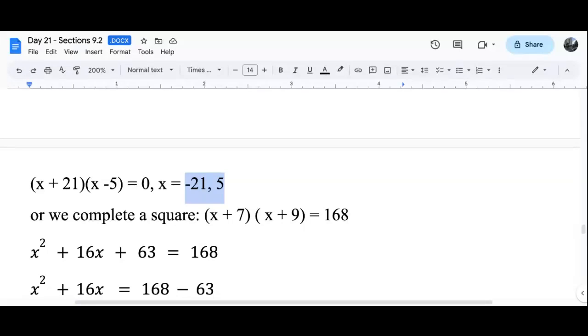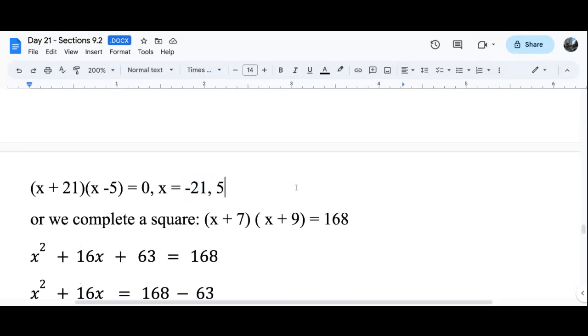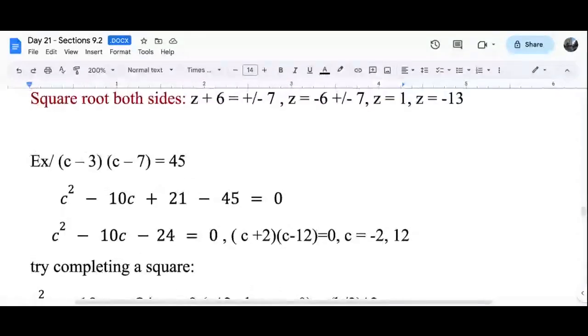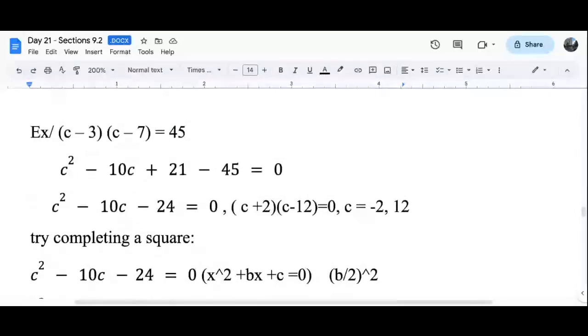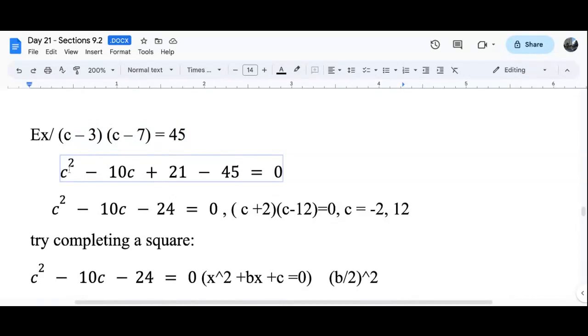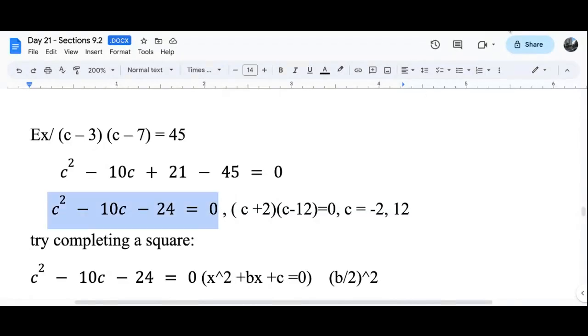For x squared minus 10x minus 24 equals 0, why don't we add 24 to the right? Hold on a second. Let's see. Okay, let's check this one. So we start with x minus 3, x minus 7 equals 45. Right. So we simplify, so we get this. Why do we want to add 24 on both sides? I don't understand what you mean. Oh, okay, I understand what you mean now.